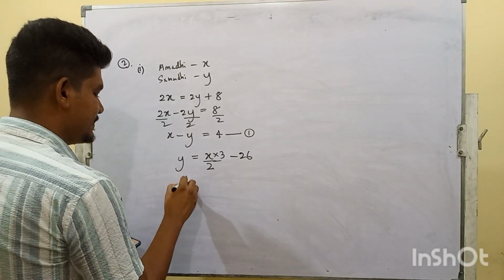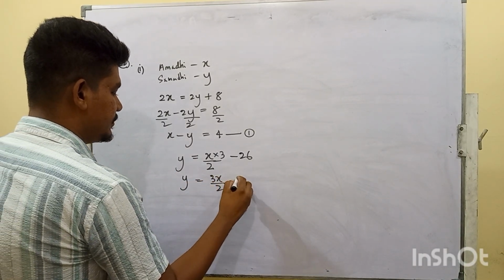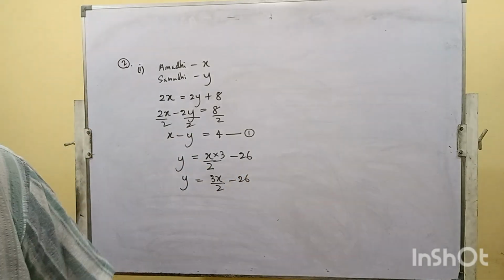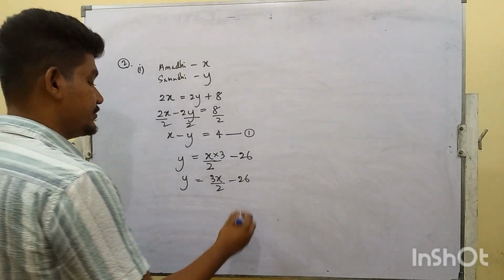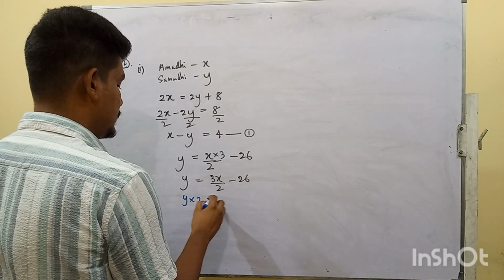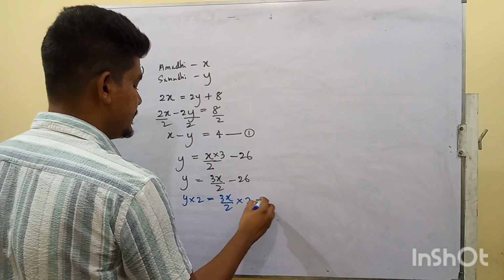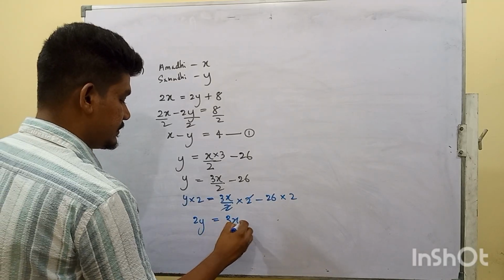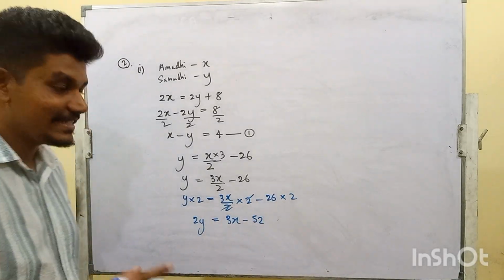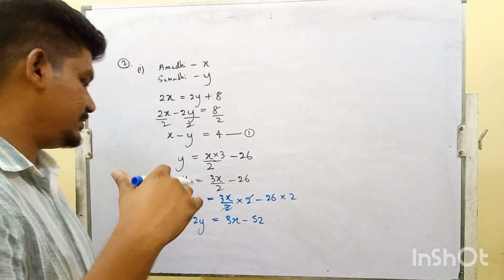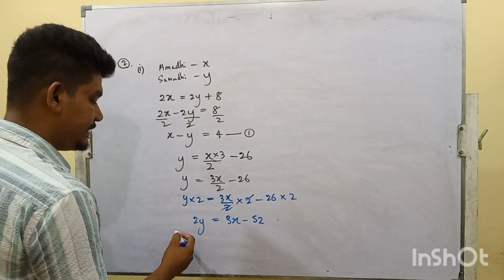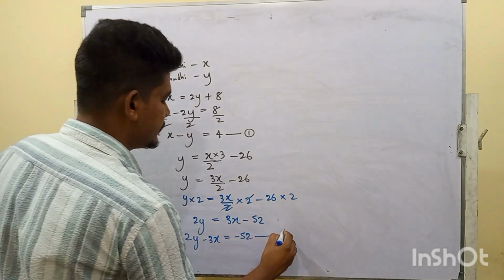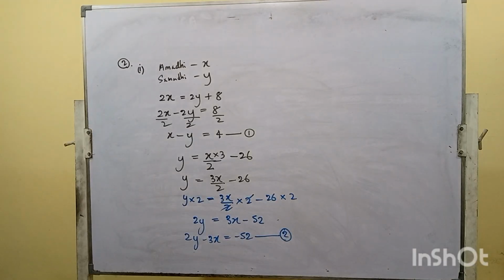So you can simplify them further. This will be y equals 3x over 2 minus 26. Then I'm going to remove this division by 2. How can I remove such a division term? You could multiply the whole equation by 2. Right, we can multiply all the 3 terms by 2. Then 2y equals 3x minus 52. Right. Then normally we take all the like terms, all the unknown terms, to one side. I'm taking 3x to the left side. 2y minus 3x equals minus 52. And I named it as the second equation, 2.